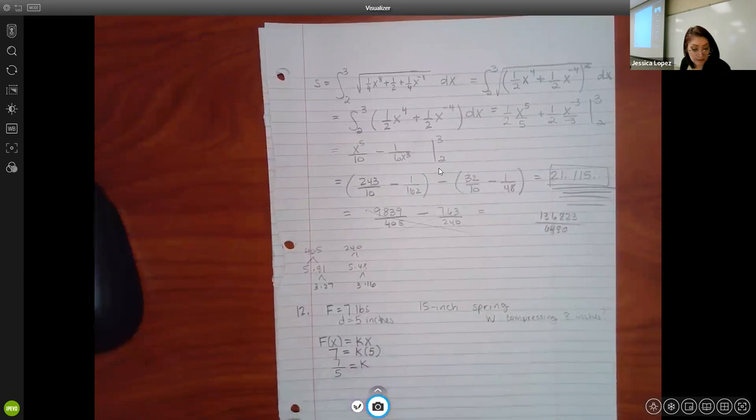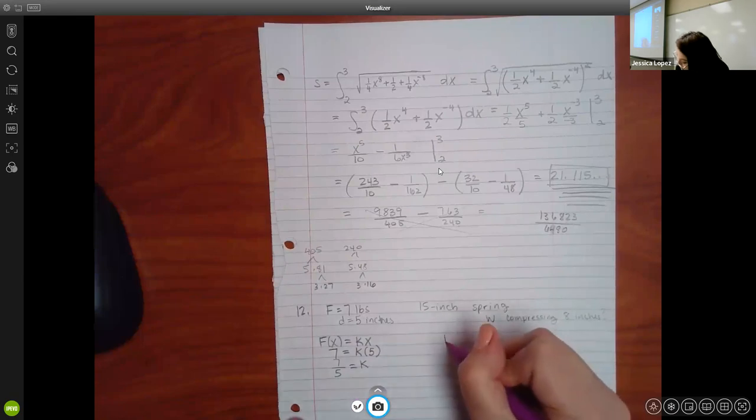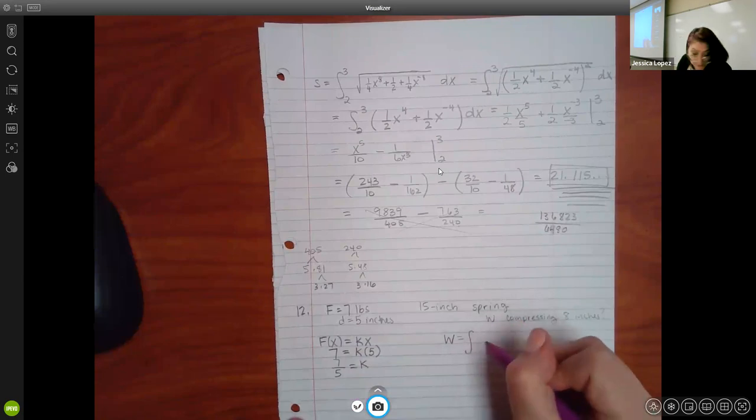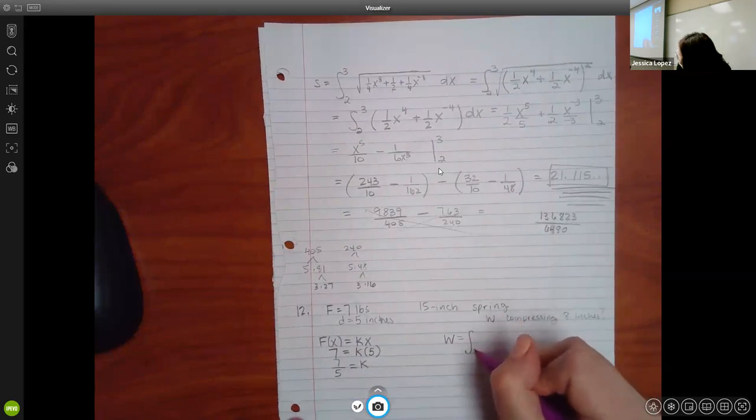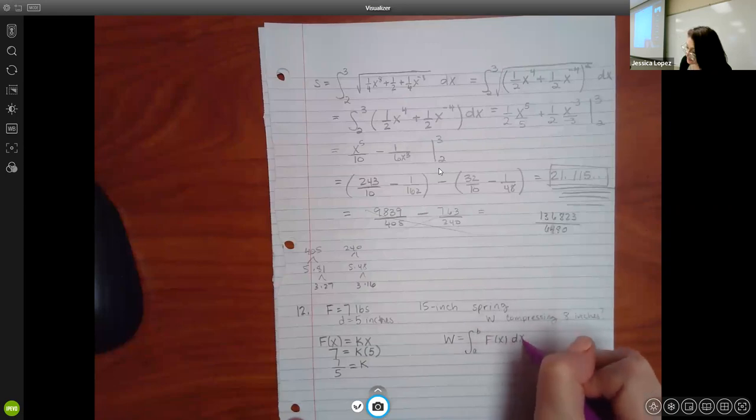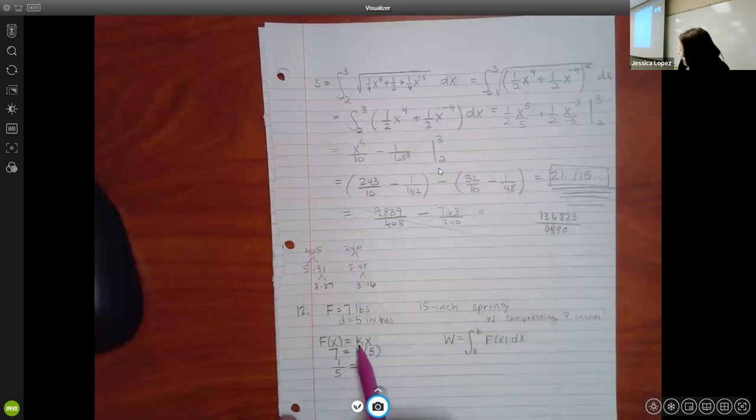And then the work is essentially the integral of your function, from a to b, f of x dx. So I now know what k is, so I know what f of x is going to look like. I know f of x is going to be 7/5 x. But what I don't know is the bounds.